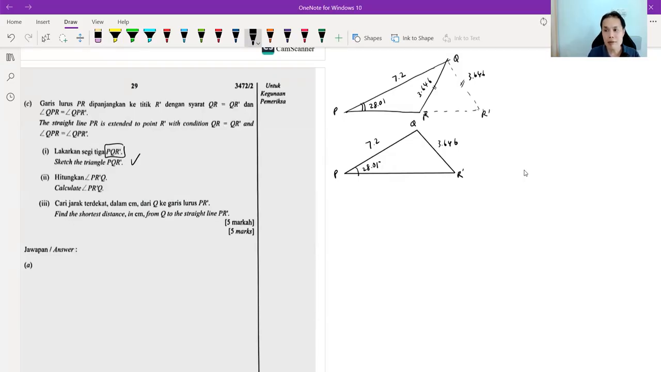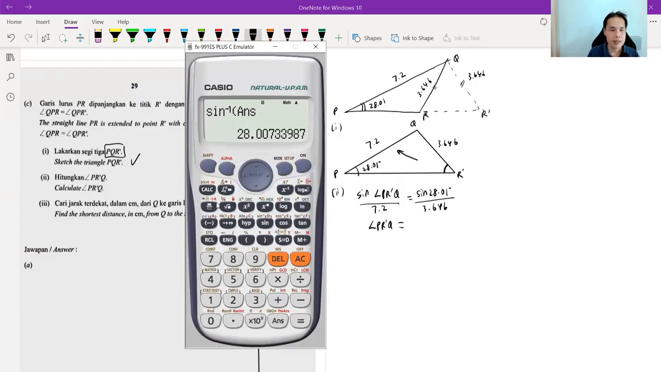Now, next we are supposed to calculate angle PR prime Q, which is this angle over here, right? So we can use sine rule. When you use sine rule, remember sine rule works in pairs. Angle PR prime Q divided by its opposite length, which is 7.2, sine 28.01 over its opposite length, 3.646.